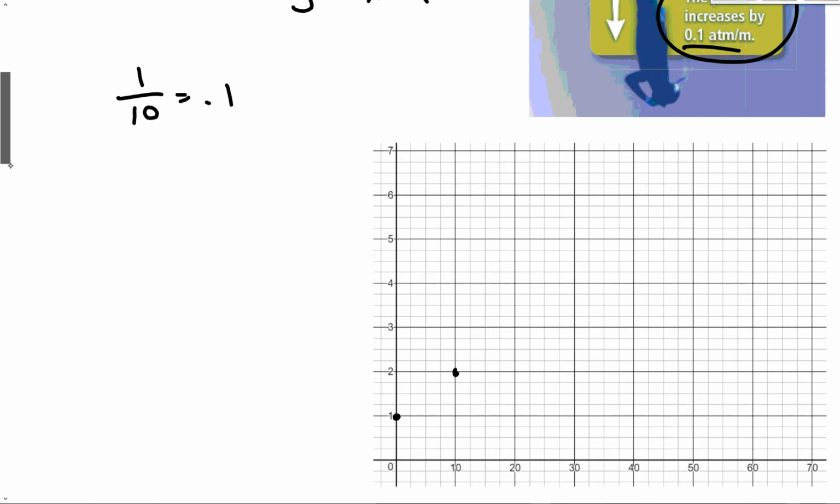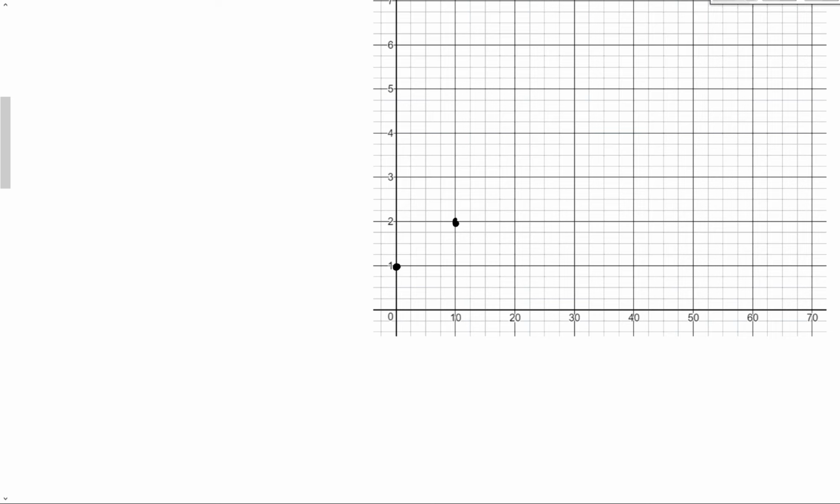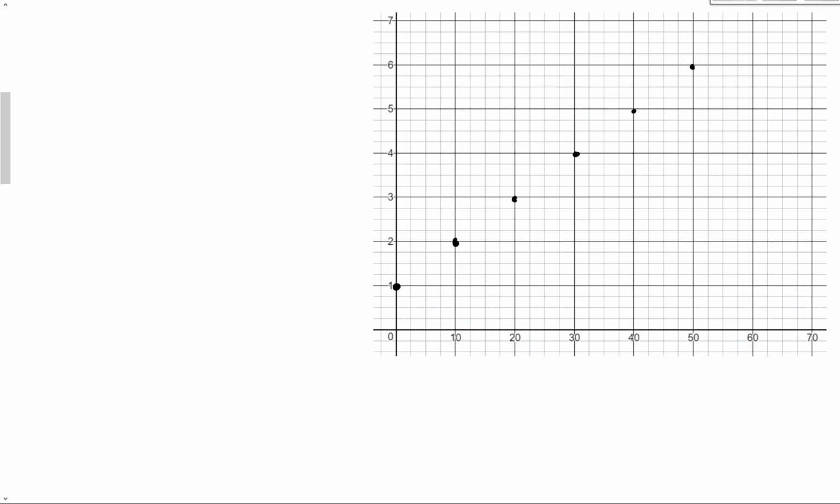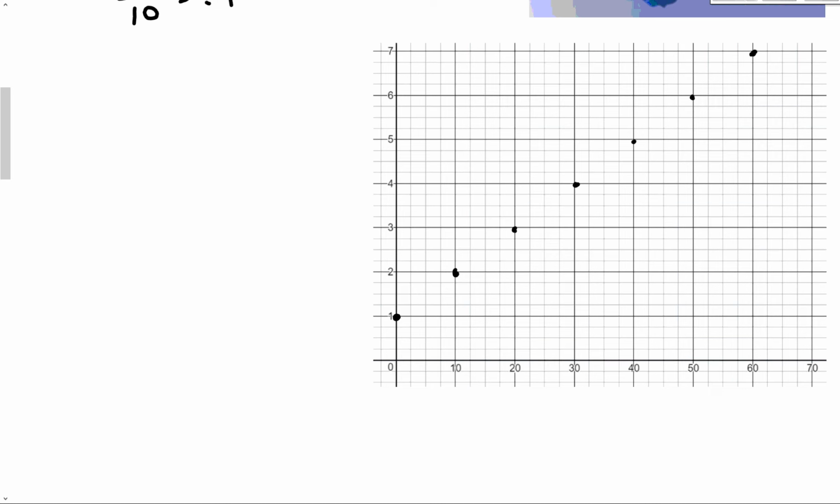Okay, so now with my scale mapped out, I can see I can get a very clear line going up, up, up, up, up, up, up. Okay.